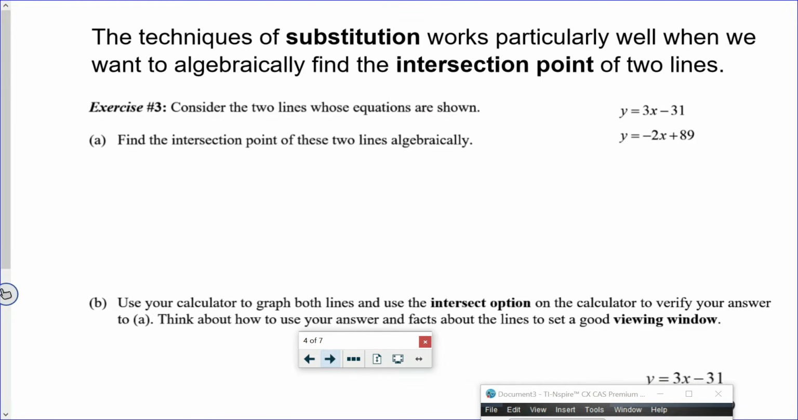Consider the two lines whose equations are shown. Y equals 3x minus 31, and y equals negative 2x plus 89. Letter A, find the intersection point of these two lines algebraically.